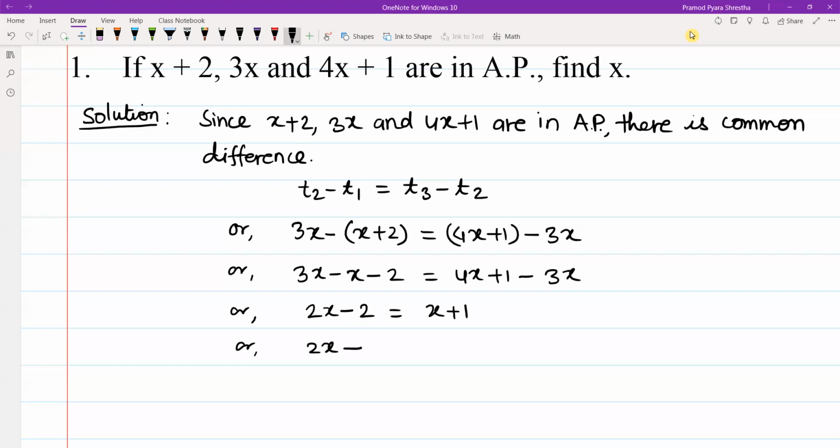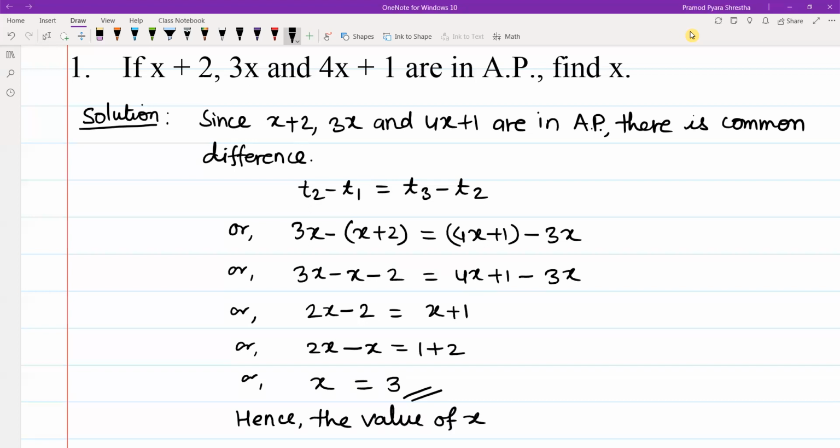Bringing this x to the left side, it becomes 2x minus x is equal to 1, and minus 2 to the right hand side becomes plus 2, or x is equal to simply 3. In this way we can solve this problem. So hence the value of x is 3.